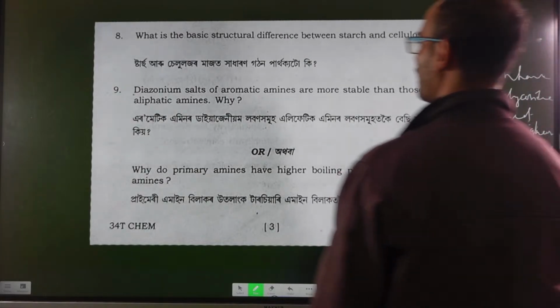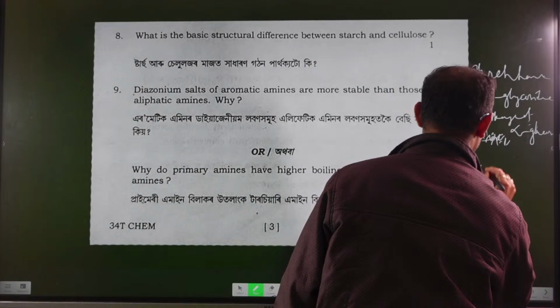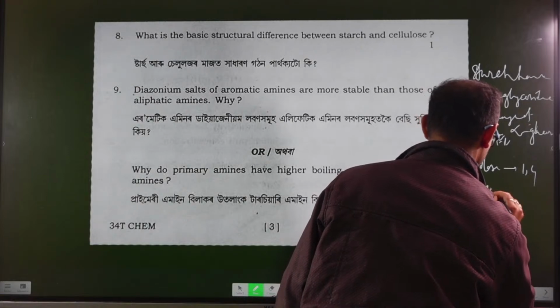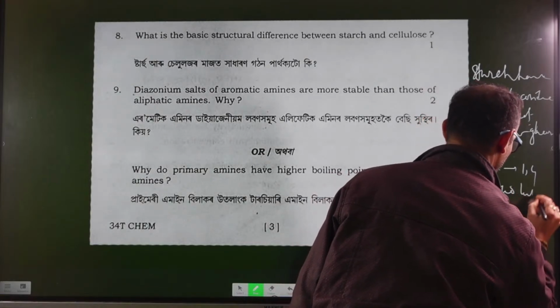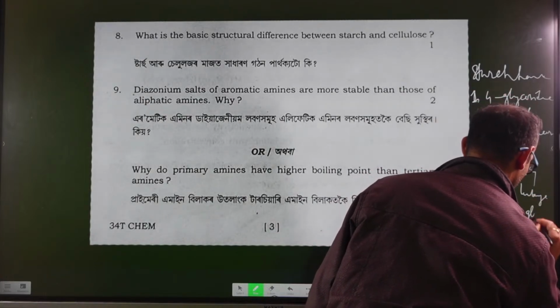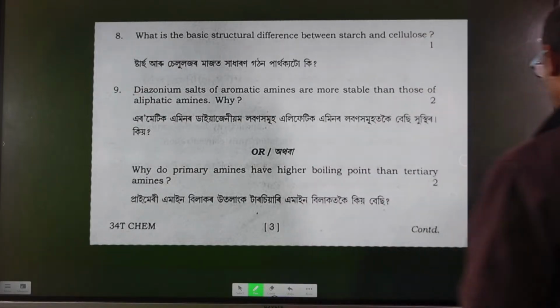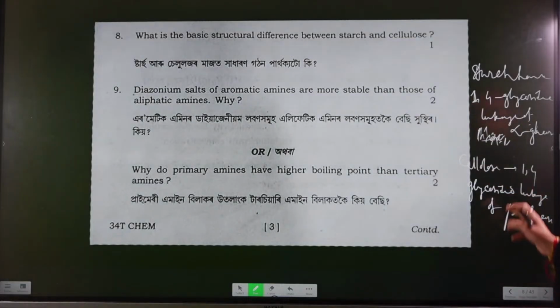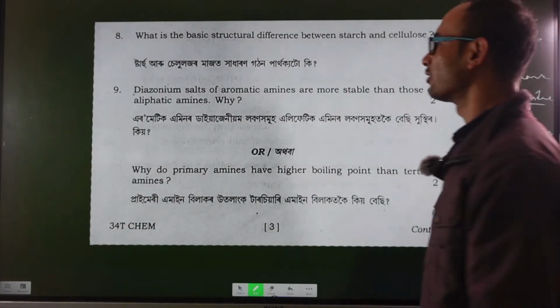But in the case of cellulose, it has 1,4-glycosidic linkage of beta glucose, okay? Beta glucose. So you can see cellulose has 1,4-glycosidic linkage of beta glucose, and starch has 1,4-glycosidic linkage of alpha glucose. This is the basic difference between starch and cellulose.